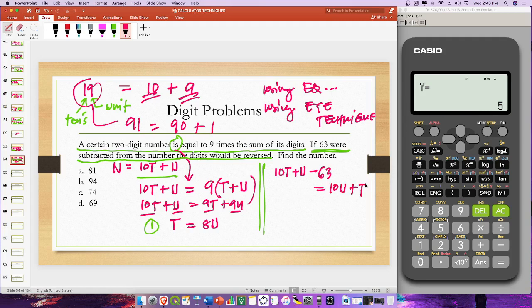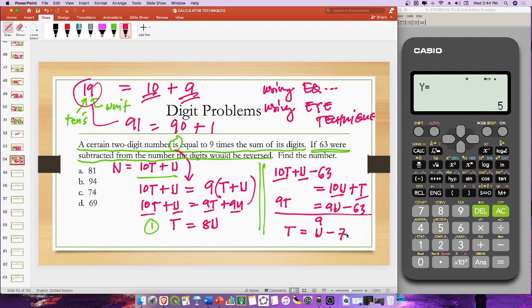Now, let's manipulate this equation by combining like terms. So t and t, that becomes 9t. u and 10u, that becomes 9u, right? So that's 9u. And then minus 63. Alright, so if I'm going to divide the whole of this equation by 9, the result will be t is equal to u minus 7.